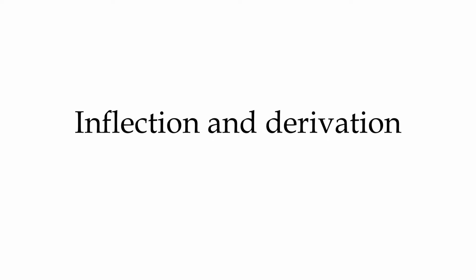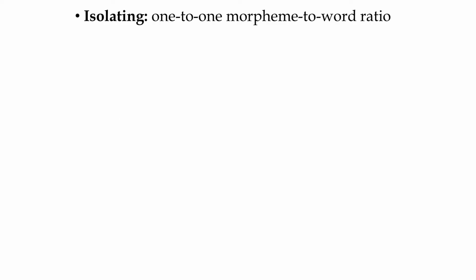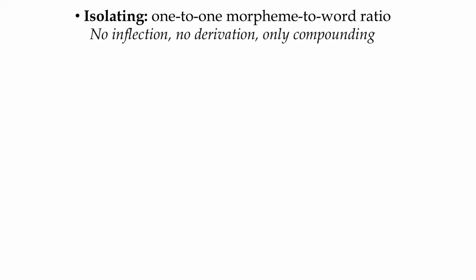In this module, we'll talk about inflection and derivation as different kinds of things that the morphology does in a language. One way of dividing up languages would be according to the number of morphemes that often appear in a single word. Isolating languages are languages where there's basically one morpheme in every word, so the morpheme to word ratio would be about 1. It's a 1-to-1 morpheme to word ratio.